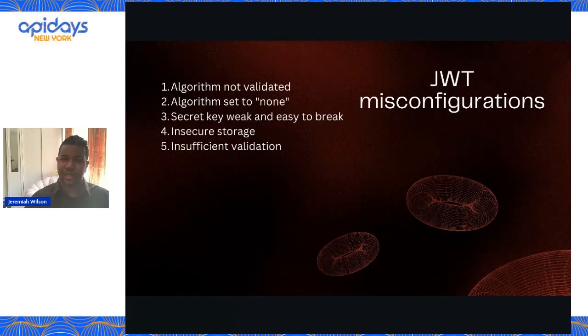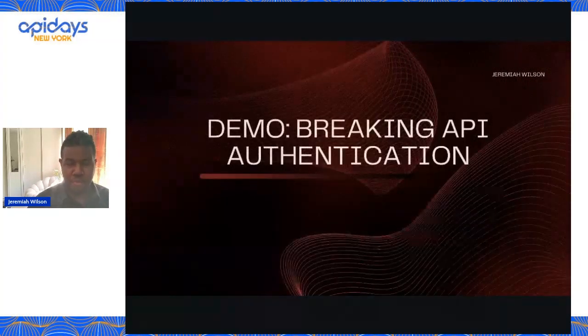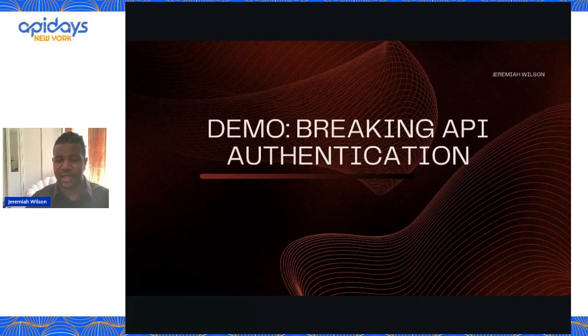Then you have insecure storage, which, like I said earlier, some people like to put the access tokens in the developer notes or in a public file on the server, or just something that's not secure at all. Then we have insufficient validation, which is similar to the algorithm not being set, just checking that the JWT token is there rather than checking the contents of the token and making sure whoever is sending this request also has the authorization to get what they are trying to get. Now we're going to move on to our demo, breaking API authentication.